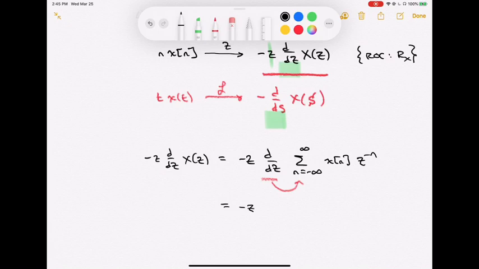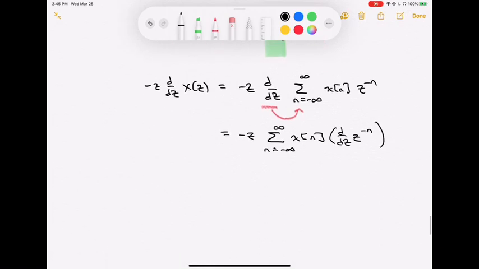I still have the minus z out front, and I'm going to have my summation n equals minus infinity to infinity. And now I'm taking d/dz of that x of n, z to the minus n. Well, x of n is just a constant with respect to z, so I can pull that outside of the d/dz operator, and I'm left with d/dz acting on z to the minus n. If I continue this a little bit, I get my minus z, and a summation n equals minus infinity to infinity. I have my x of n term. Now the derivative of a simple polynomial is simple. We get a minus n, and a z to the minus n minus 1.